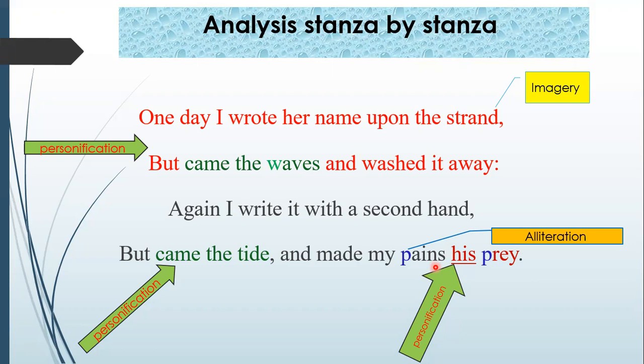شنو ردة فعل حبيبته على ما قام به. الآن هو حاول أن يكتبها أكثر من مرة، لكن المد والأمواج مسحت الاسم. So وهي الآن هذا الشيء اللي صار أمام أنظارها. So what is her reaction? شنو ردة فعلها؟ Let us see in the stanza number 2.